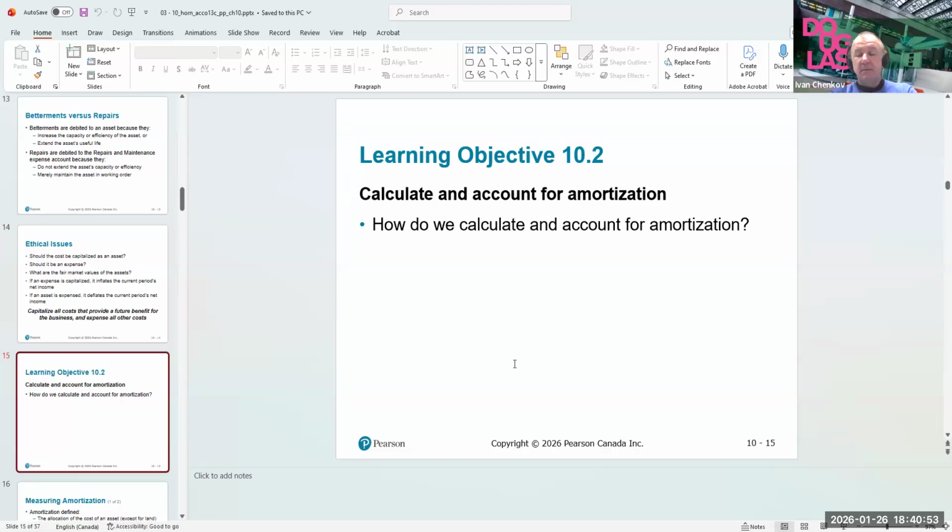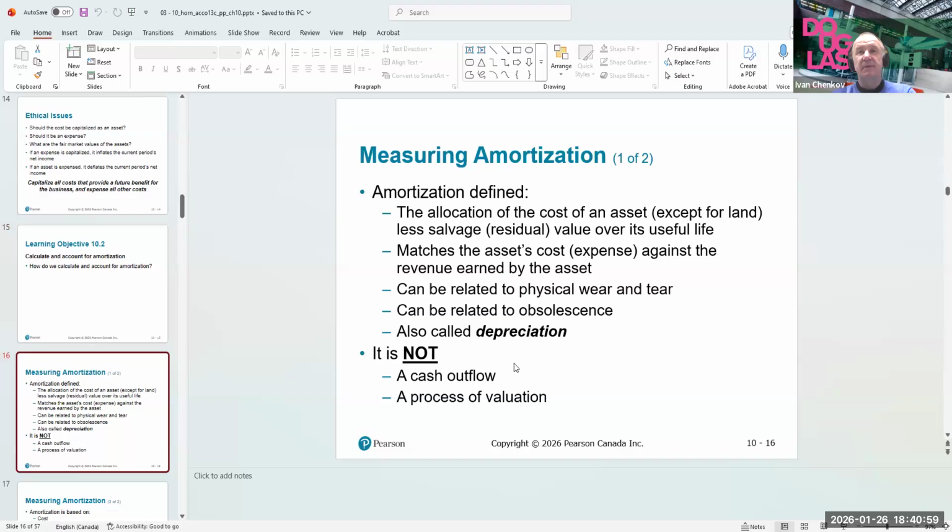Once we have the asset, now we're going to start using the asset for its intended use. Once we start using the asset, it's going to bring us benefits. Now, once the asset brings the benefit, we have to show some expenses. That will be the amortization. So what we're going to do, we're slowly going to start allocating the cost of the asset over the useful life of the asset because we're using the asset to generate revenue.